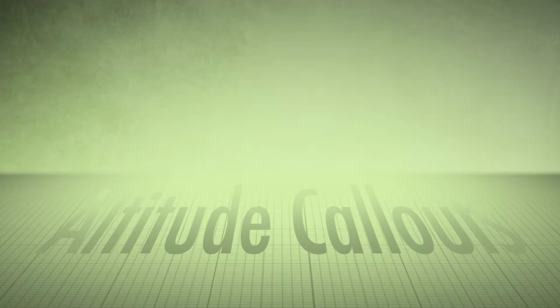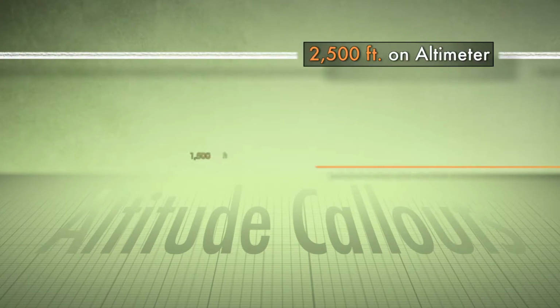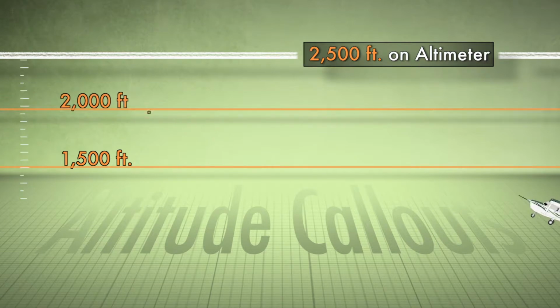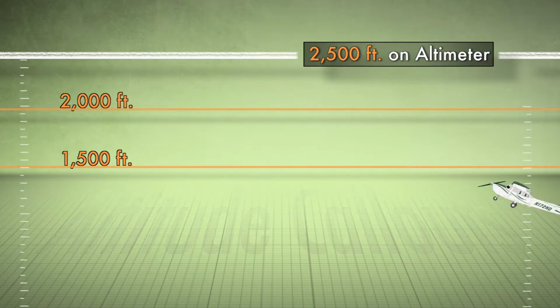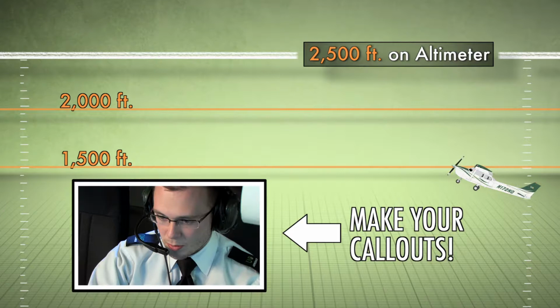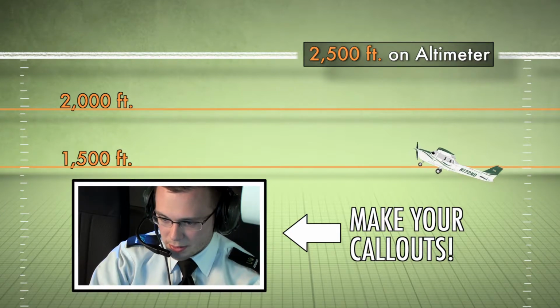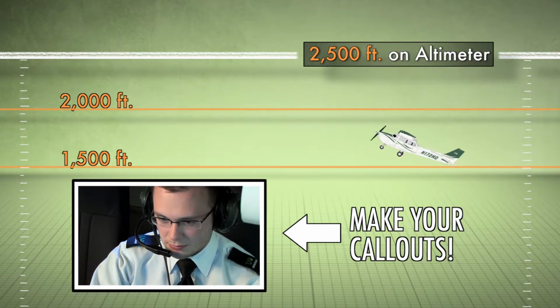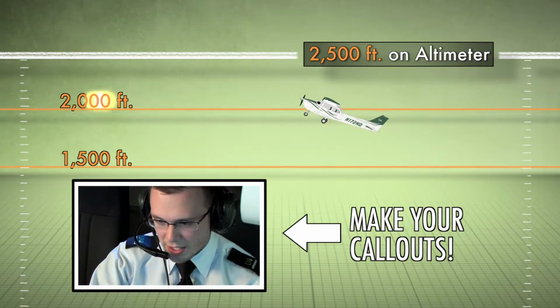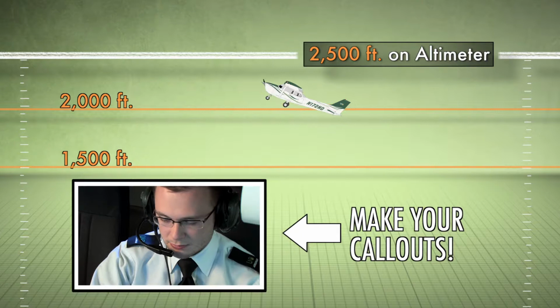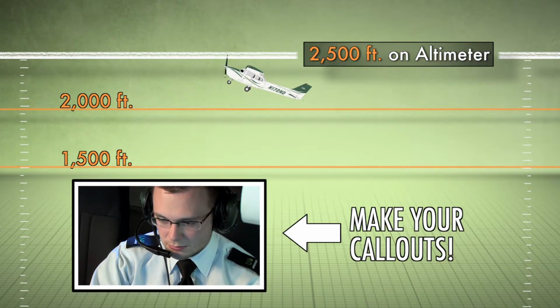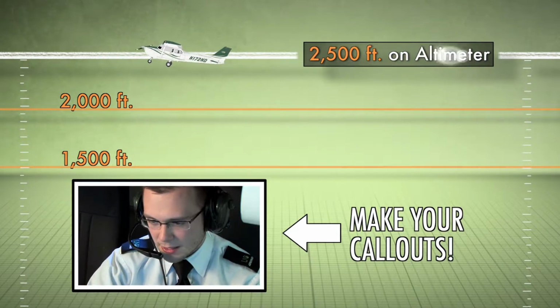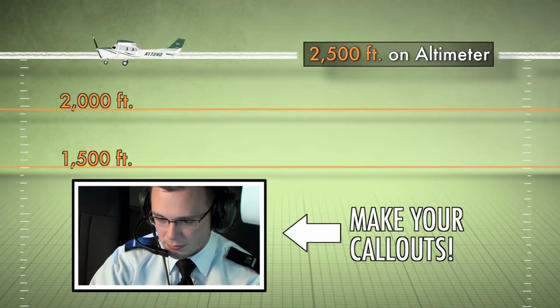For example, today's flight will cruise at 2,500 feet on the altimeter. Beginning 1,000 feet below the desired cruise altitude, the pilot announces, 1,500 for 2,500. With 500 feet remaining in the climb, the pilot announces, 2,000 for 2,500. Once they level off at the 2,500 foot mark, the pilot announces, Level 2,500.